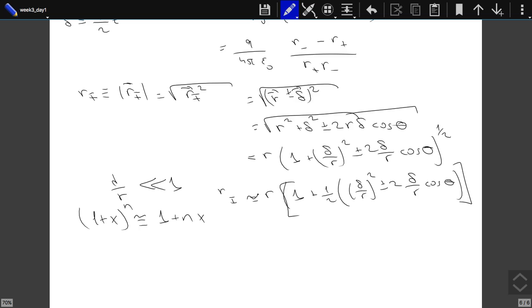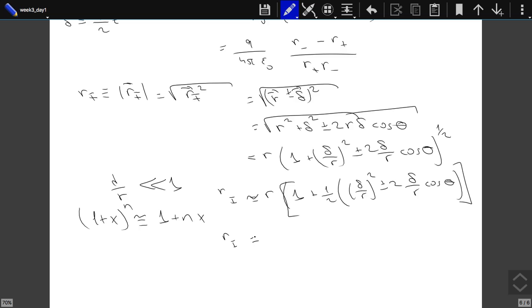Now, d over r is very small. Remember, delta is nothing but d over 2. Delta over r is very small, like, let's say, 10 to the power minus 1. This is even smaller, 10 to the power minus 2. So I will just ignore this one. I will keep only that one.